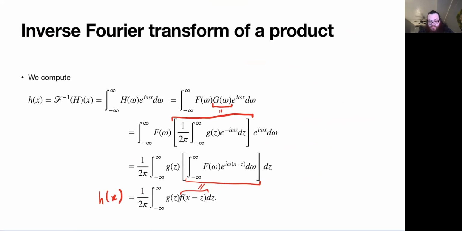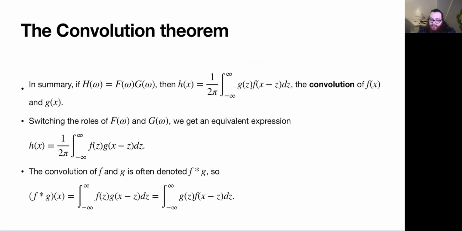So what we've done is we said, what is the inverse Fourier transform of this product? Well, now it's this interesting integral involving the two functions that were Fourier transformed to get that product. This integral right here is important enough that it has a name. In particular, this thing right here, we call the convolution of g and f.